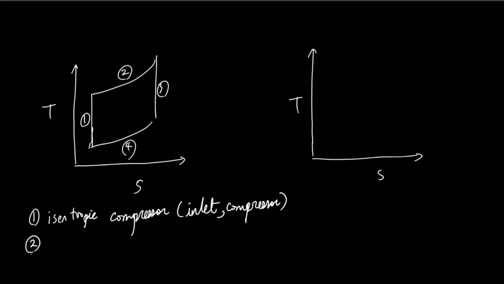How about 2? We have increasing entropy, but we also have an increase in temperature. That has to be combustion. That might have been hard because we said the process of the combustion is not isentropic. So we're going to say this is isobaric, which means constant pressure. Isobaric heat addition. And this is the combustor.